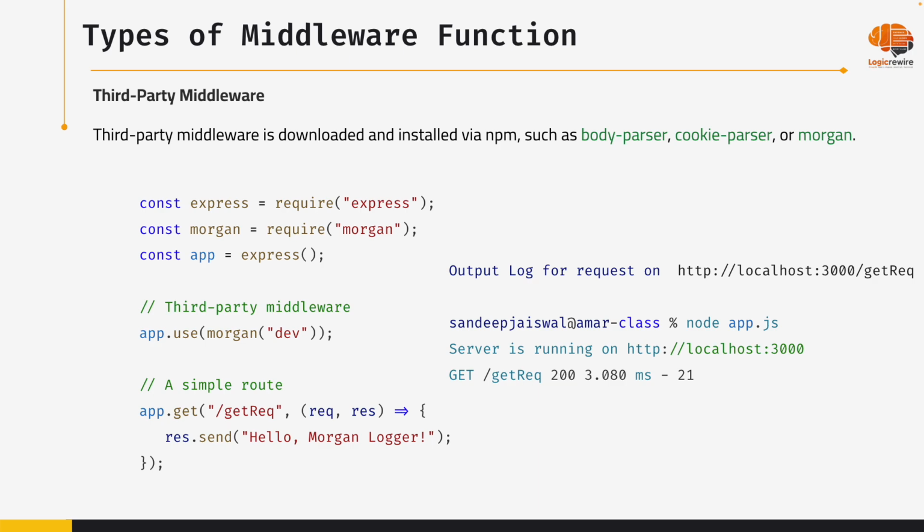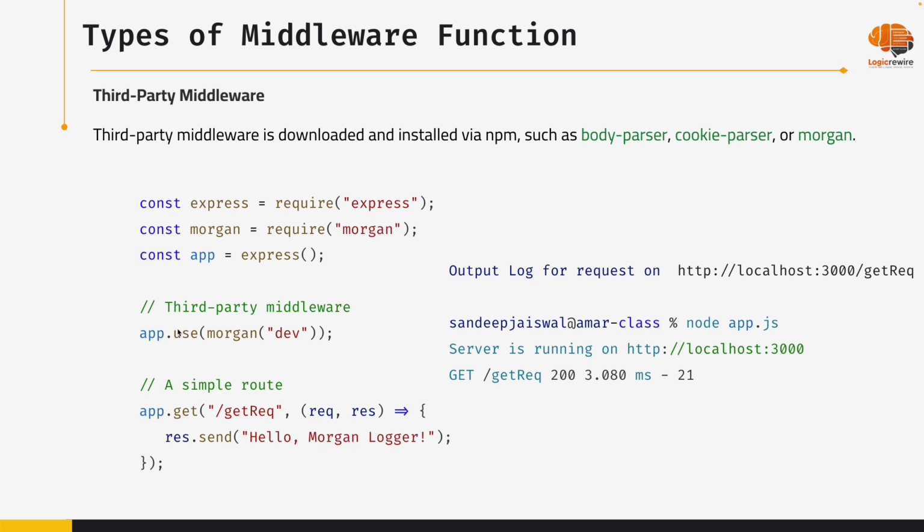But what is that? HTTP was not the third party. FS was not the third party, right? That was not external. That was internal to Node.js, a default module, right? So similar to that, let's suppose if you want to log all the requests, instead of writing it ourselves, we can use Morgan. Morgan is one logging package which will log all our requests.